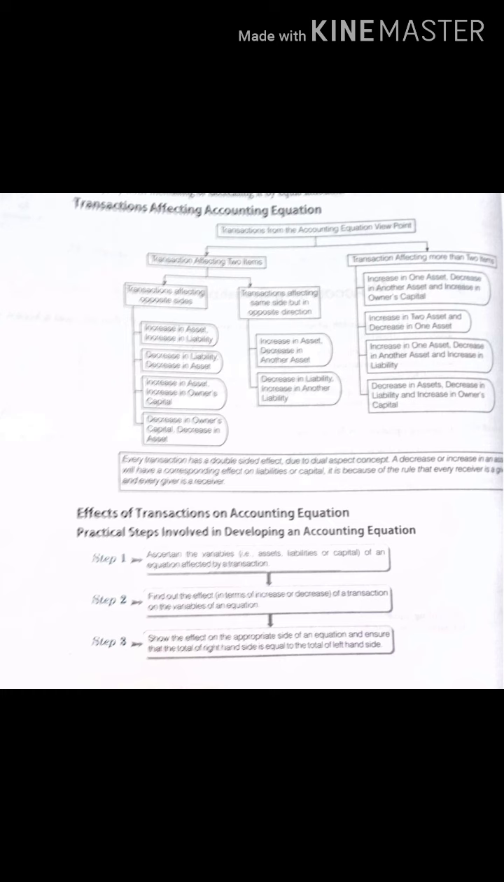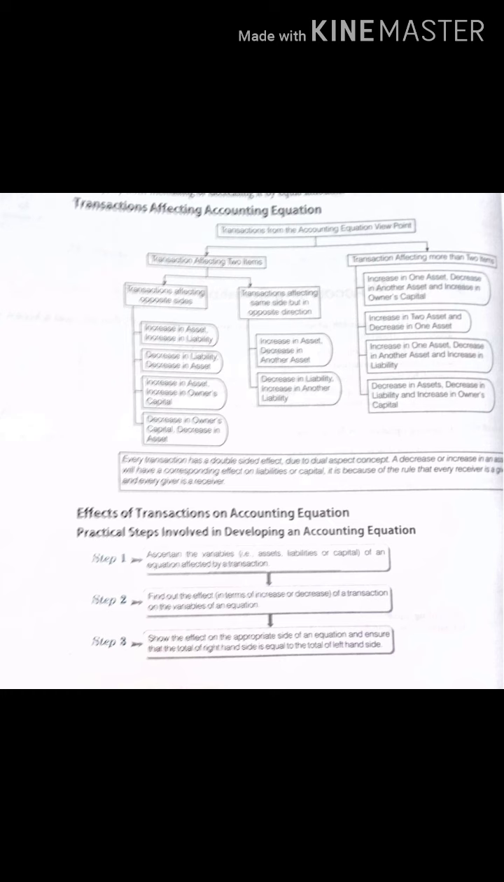Fine. Now next is transactions affecting same side but in opposite direction. So what is the first case? Increase in assets, decrease in another asset. Now it is on the same side. It is not touching the opposite part, that is the liability part. Okay. So what is there? If there is any change in asset, change in asset only. So if there is an increase in asset, the other part will affect the same part, that is the asset part, and there will be a decrease in asset. Now decrease in liability, increase in another liability. Okay.